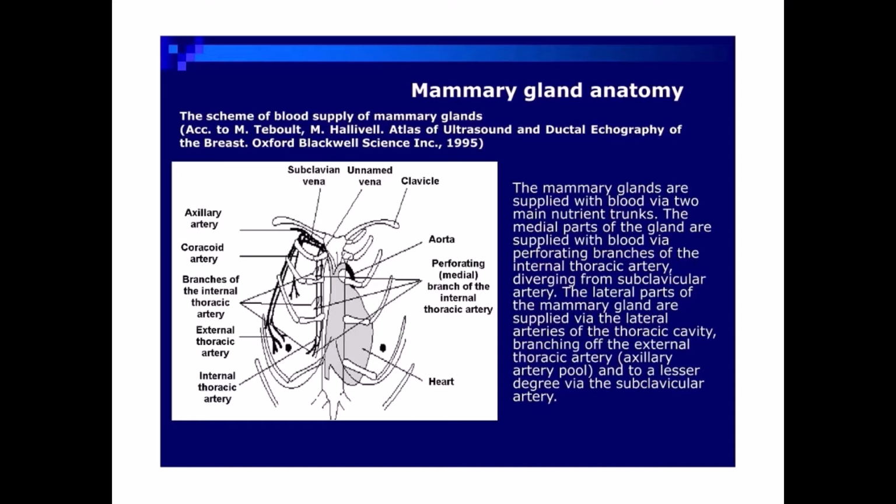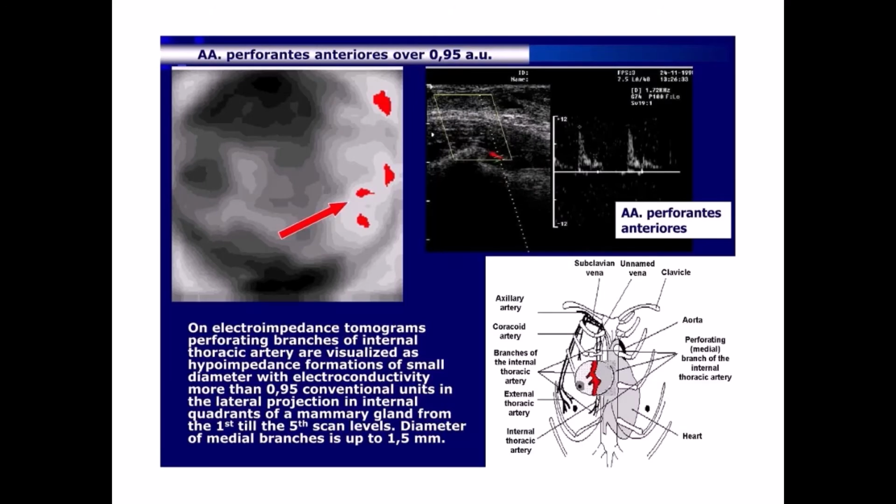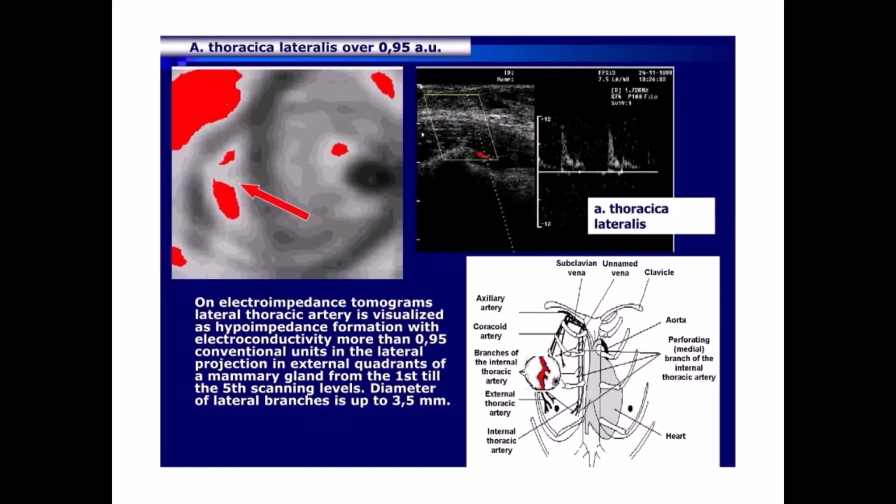branching off the external thoracic artery, axillary artery pool, and to a lesser degree via the subclavicular artery. Perforantes anterius, over 0.95 au. On electroimpedance tomograms, perforating branches of the internal thoracic artery are visualized as hypoimpedance formations of small diameter with electroconductivity more than 0.95 conventional units in the lateral projection in internal quadrants of a mammary gland from the first till the fifth scan levels. Diameter of medial branches is up to 1.5 mm.